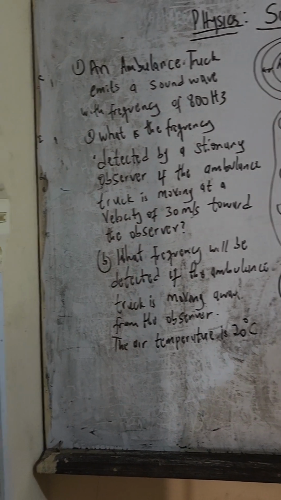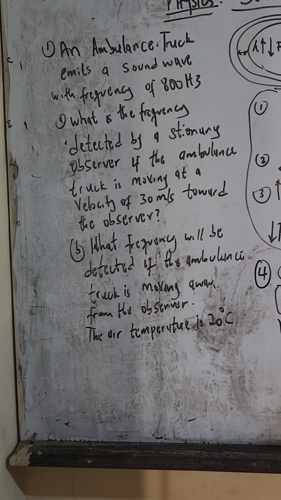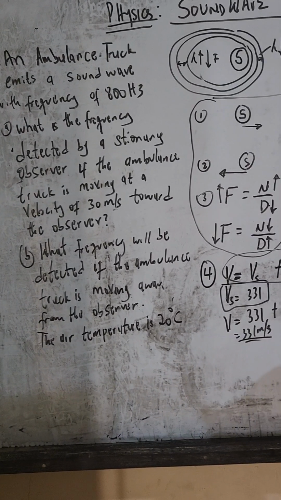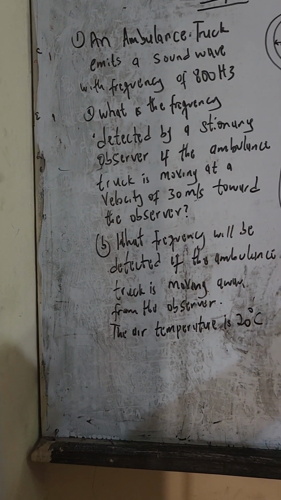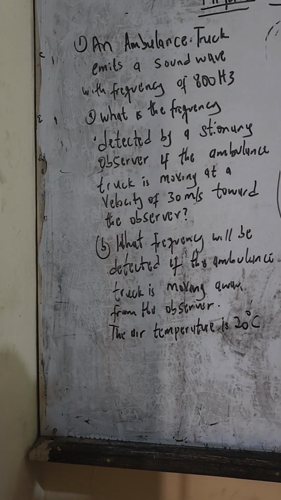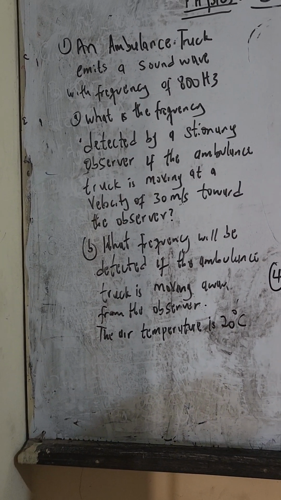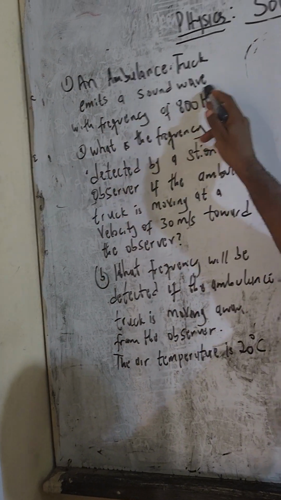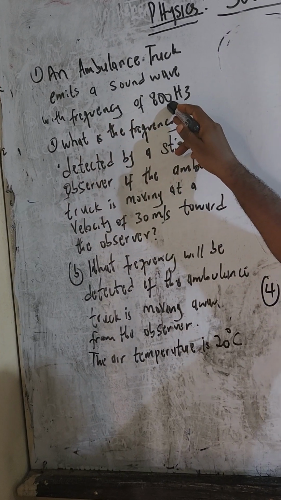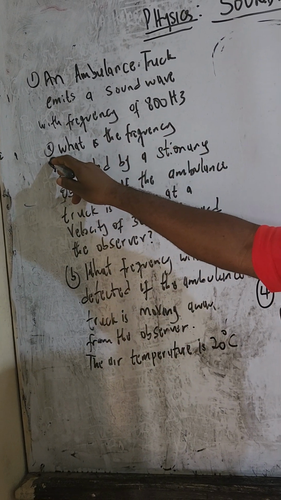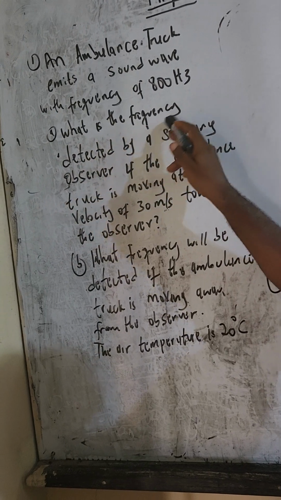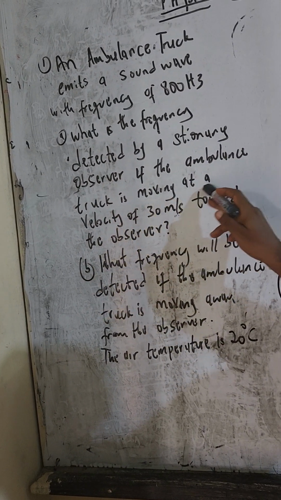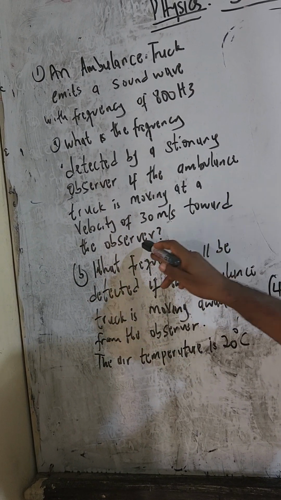This problem we are looking at, I'm going to create a space on the board so that we can solve the exercise. Now, look at this problem. I will read. An ambulance truck emits a sound wave with the frequency of 800 Hz. Question 1, that is question A. What is the frequency detected by a stationary observer if the ambulance truck is moving at a velocity of 30 meters per second toward the observer?